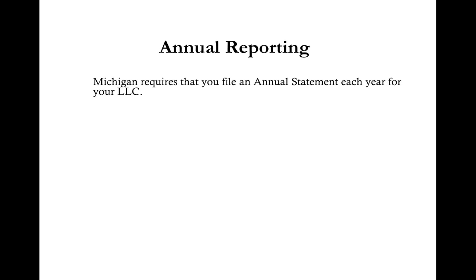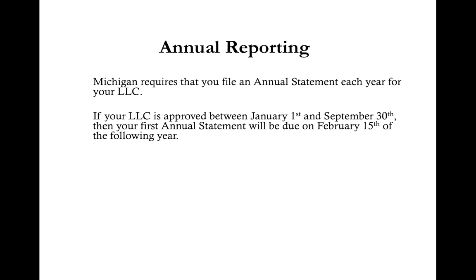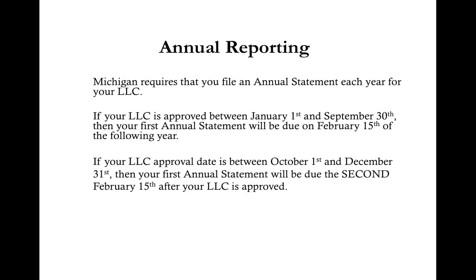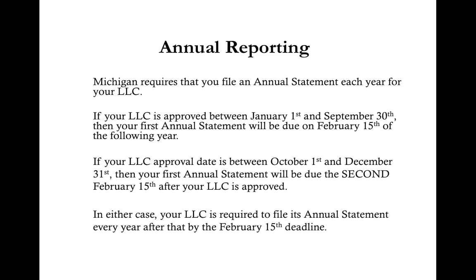Michigan requires that you file an annual statement each year for your LLC. If your LLC is approved between January 1st and September 30th, then your first annual statement will be due on February 15th of the following year. If your LLC approval date is between October 1st and December 31st, then your first annual statement will be due the second February 15th after your LLC is approved. In either case, your LLC is required to file its annual statement every year after that by the February 15th deadline.